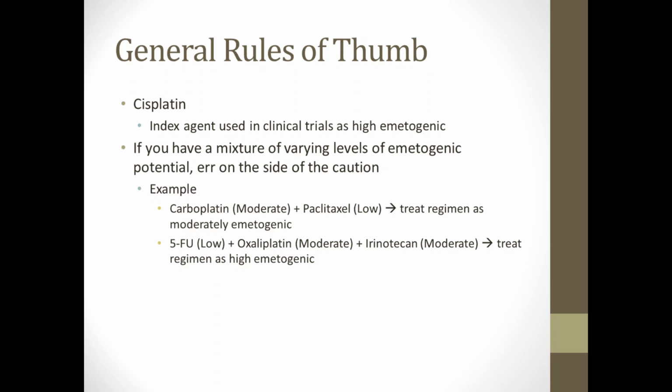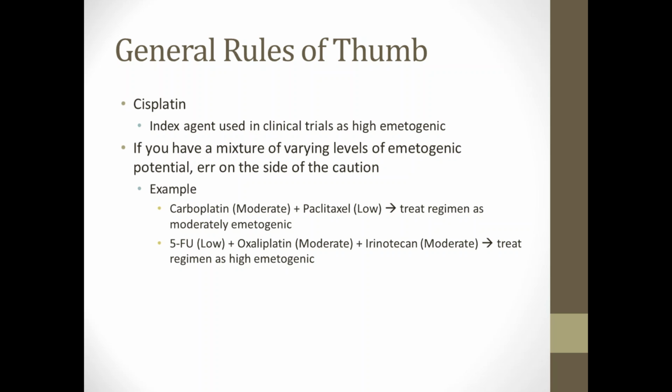When you're administering a combination regimen like that of a moderate and a low, you would always want to treat the regimen collectively as whatever the higher emetogenic risk is. So moderate is higher than low, so you're going to treat that as moderate. So you would give a patient a serotonin antagonist plus a corticosteroid and maybe a neurokinin-1 antagonist depending on the risk factors.